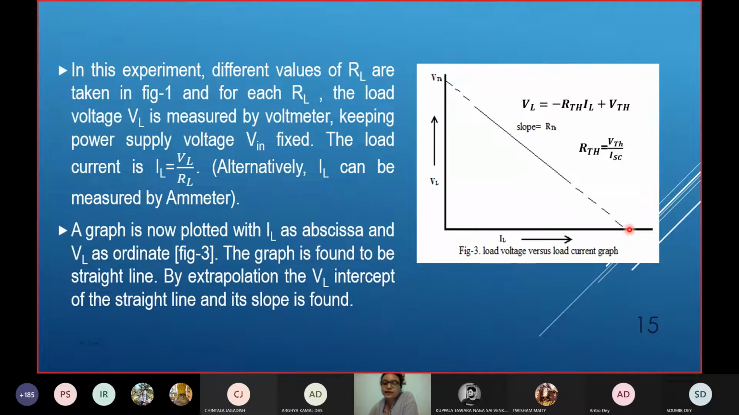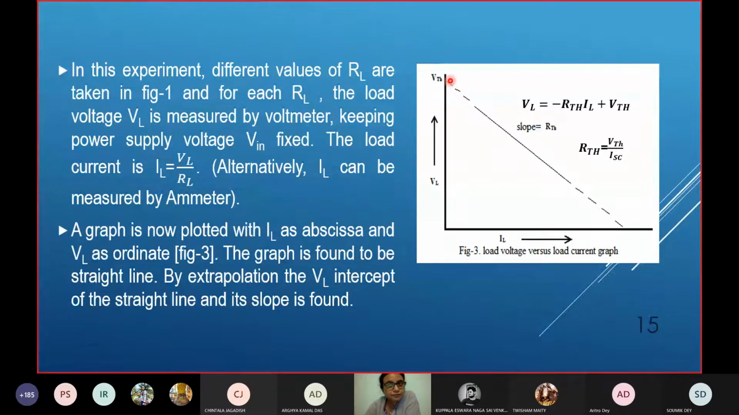Why is it ISC? Here, at this point on the y-axis, the current is 0. So when the circuit is open, we get the current to be 0.